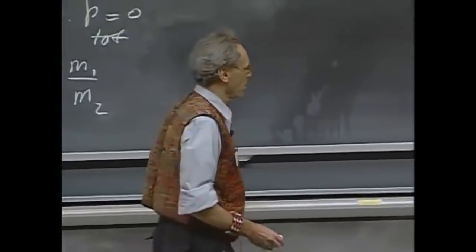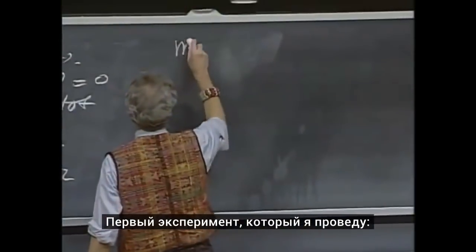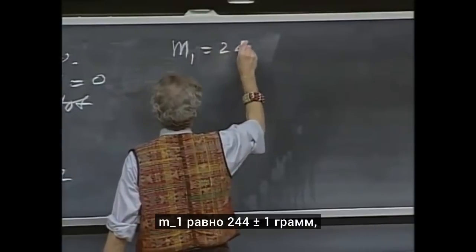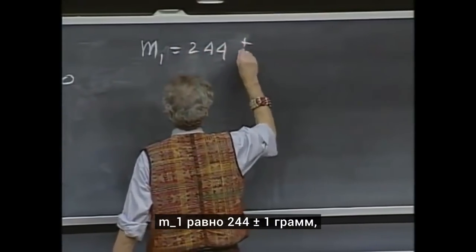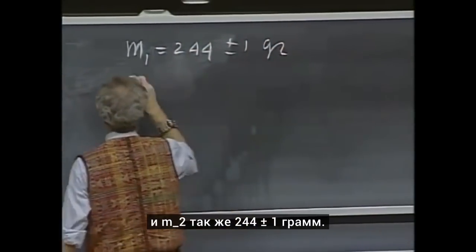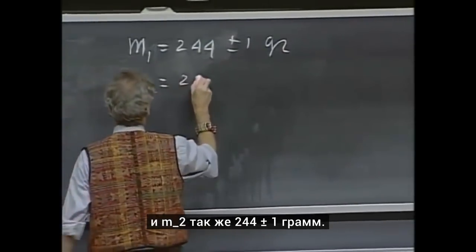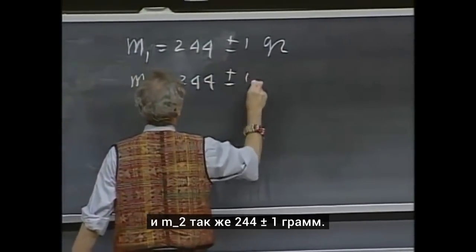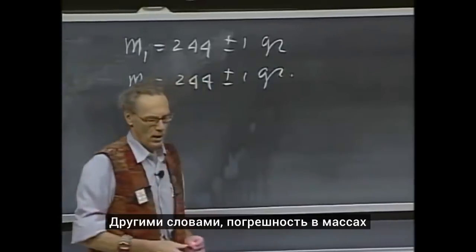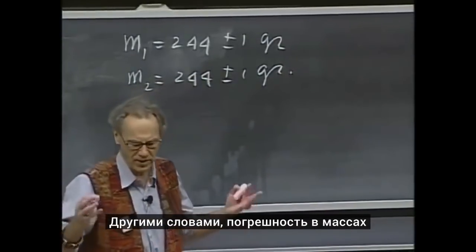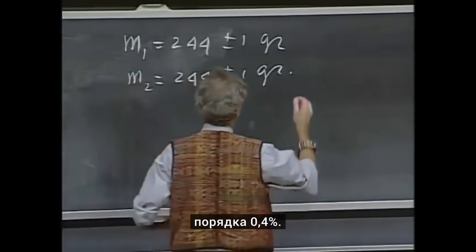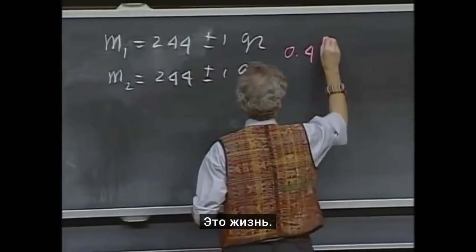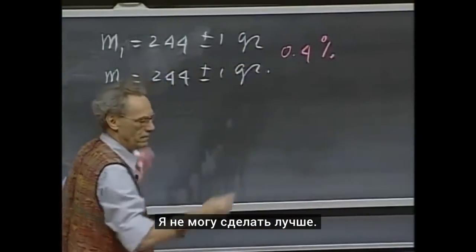The first experiment that I will be doing, M1, is 244 plus or minus 1 gram, and M2 is also 244 plus or minus 1 gram. In other words, the uncertainty in the masses is something like 0.4%. That's just part of life. I can't do much better.